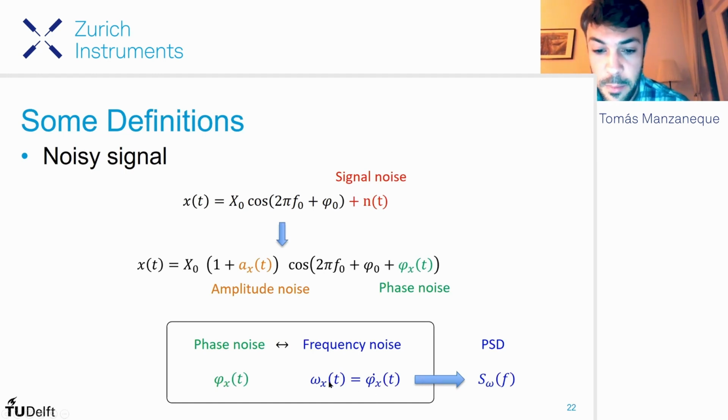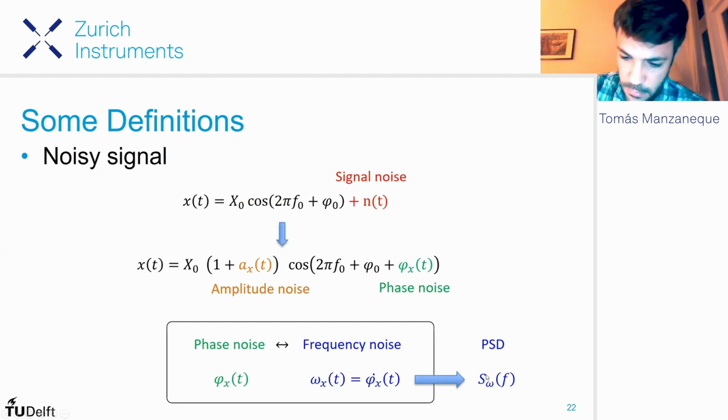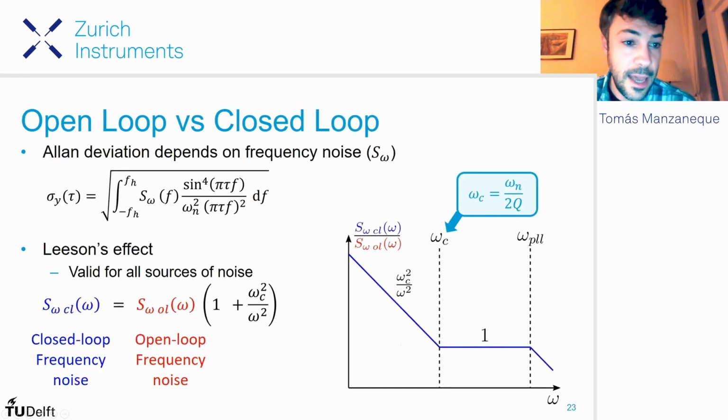And then this is a time domain signal, but we can express it in the frequency domain by calculating its power spectral density. And this is what we call S omega, or power spectral density of the frequency noise of the signal. And why is this very important? It is because the Allan deviation is fully determined by this frequency noise. So meaning that Allan deviation or frequency noise are just two ways of expressing the same thing in a signal.